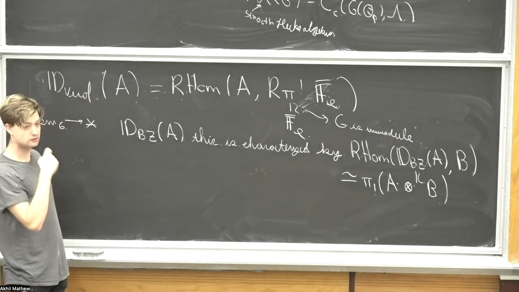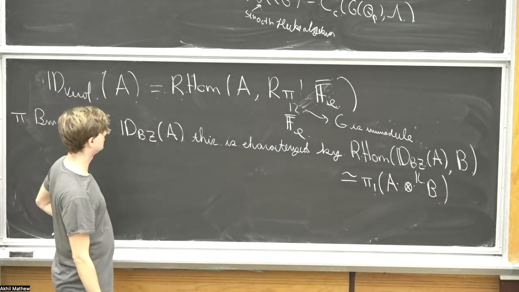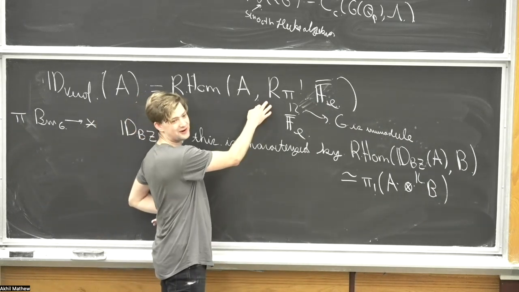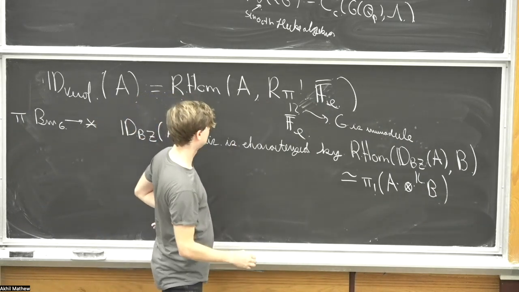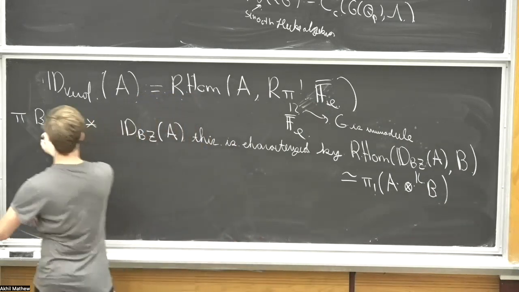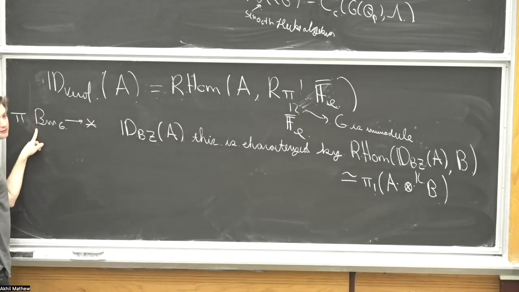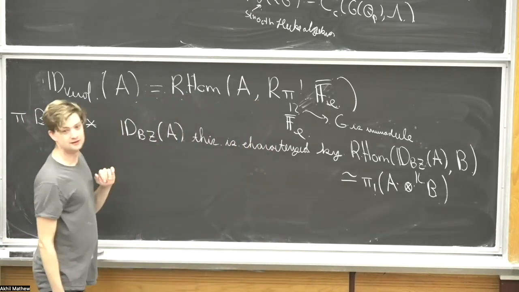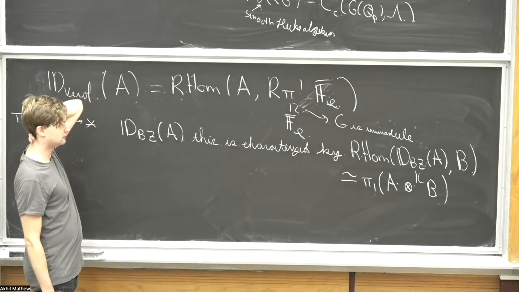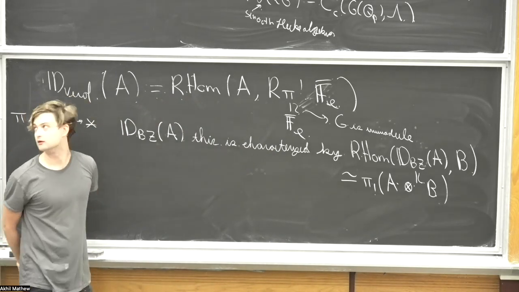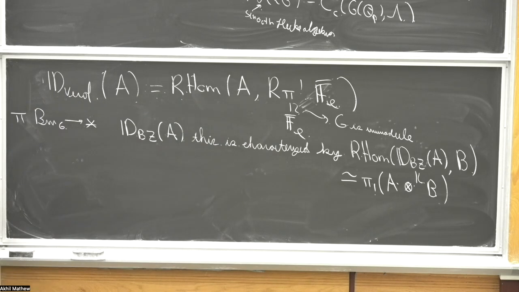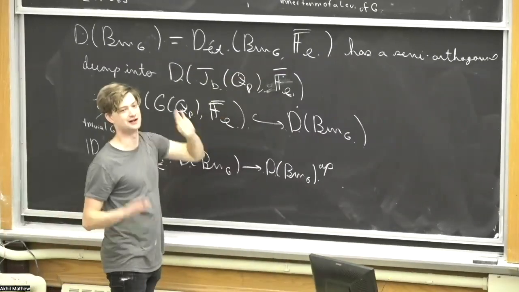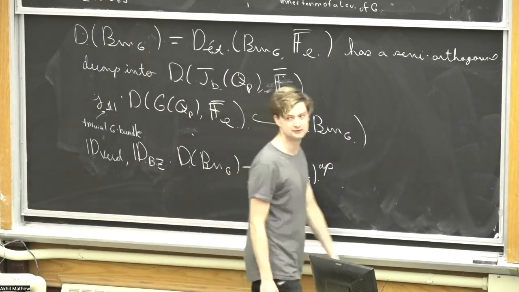Sorry, what's the meaning of the letter pi? Pi is just a map from Bun_G to the point. At the beginning it was lambda, now it's Λ-bar. Is this for simplicity? Yeah. In general, I would have to replace this category of sheaves by something a lot weirder, and I just don't want to get into that.